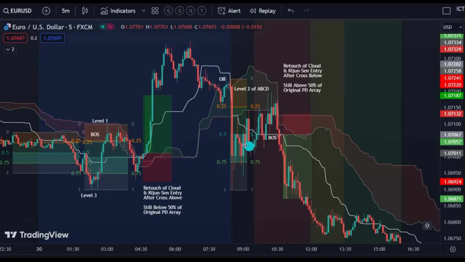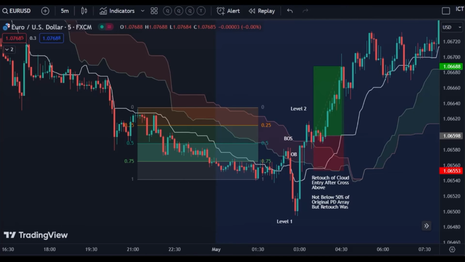Just to note, this retracement creates an ABCD pattern, which is level 1 that is created here after it clears this swing high. Then level 2 is created here after it clears this swing high. And that gives you enough confidence when price closes outside and then below the Kijun-Sen line that this is a valid trade. Let's take a look at a few more examples.